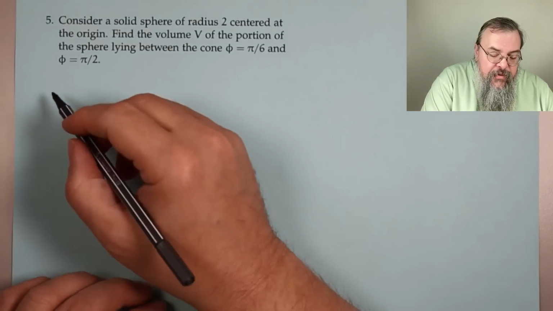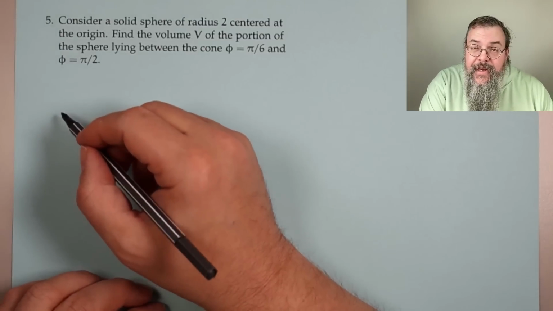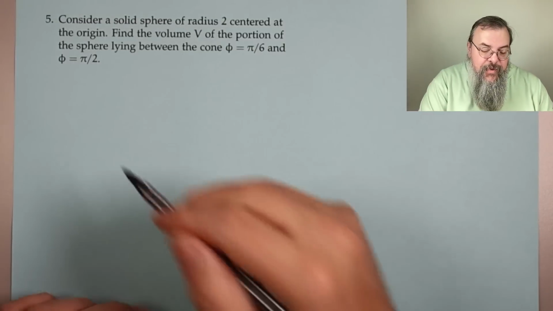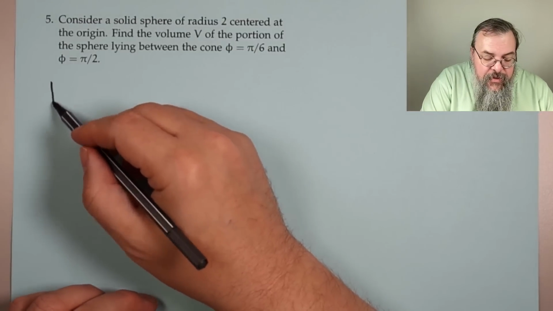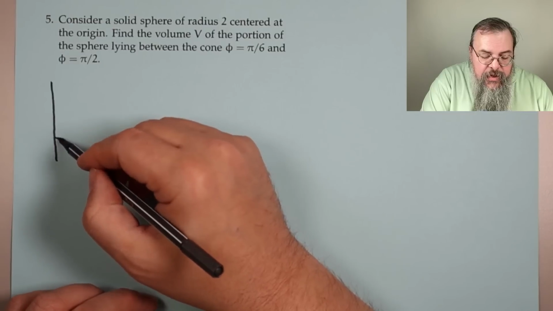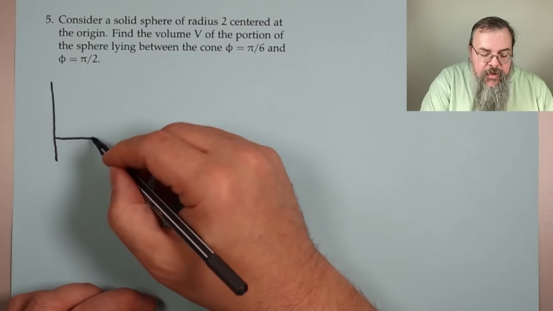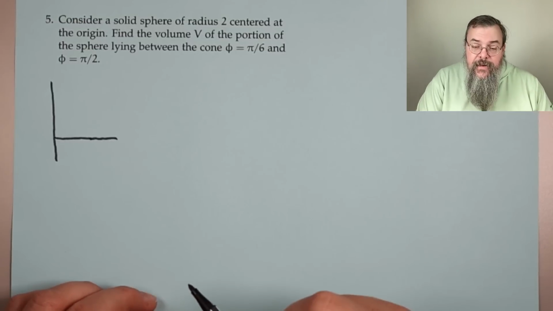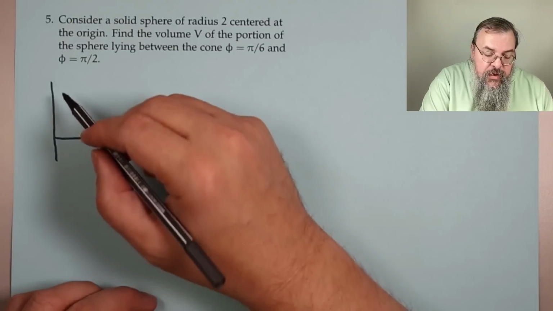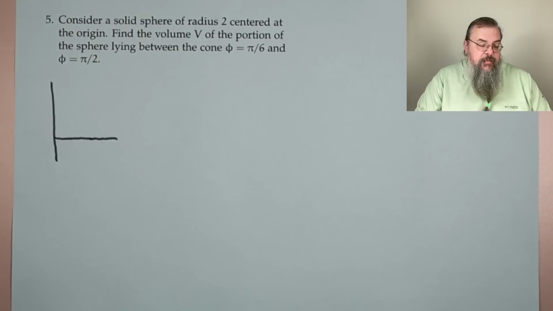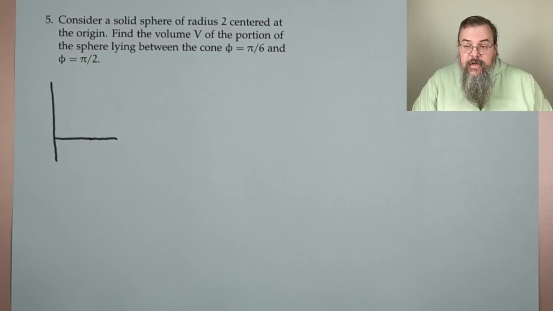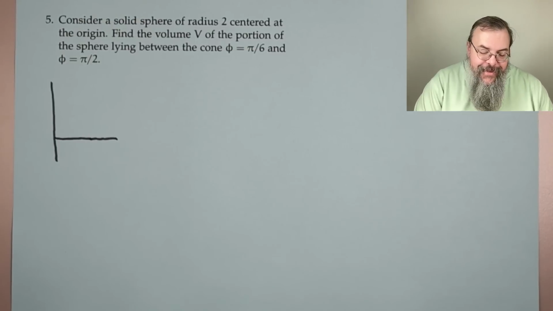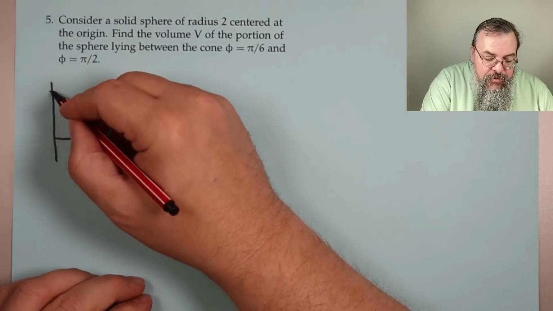So I'm going to start by looking at a slice. And essentially, I'm looking in the RZ plane again. So let's do this. We'll look here in the RZ plane. And what do we have? Well, we have a sphere of radius 2. So we can sketch that. And let me change colors. Oh, so many good colors here to choose from. Let's go with red. Okay, so we have our sphere of radius 2.